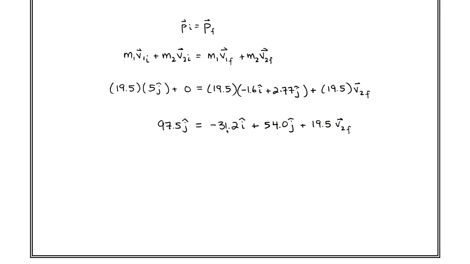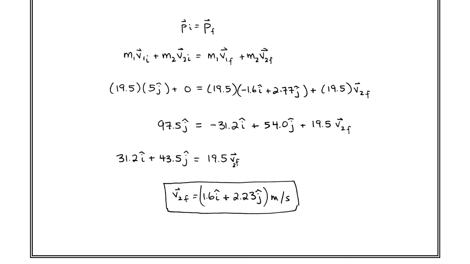So we're going to move this guy over to this side, and this guy over to this side. When we're collecting like terms, remember that j hats can fraternize with j hats, and i hats can fraternize with i hats, but they cannot mix. You can't mix an i hat and a j hat together. They've got to stay separate, and thank goodness for that, because we have 31.2 i hat plus 43.5 j hat equals 19.5, and if we divide out the 19.5, we get our final answer, which is 1.6 i hat plus 2.23 j hat meters per second.